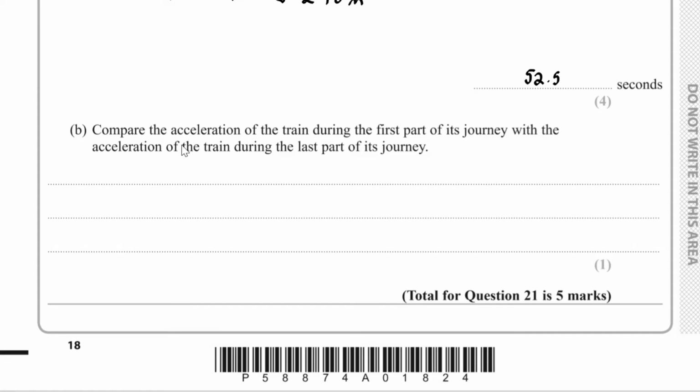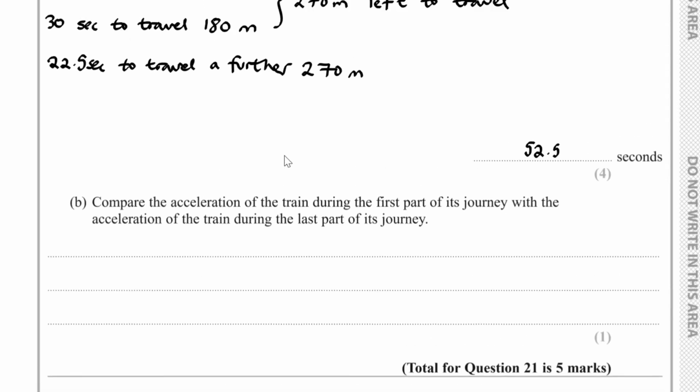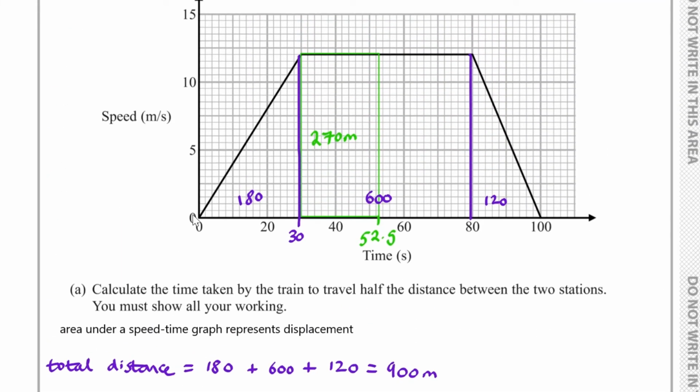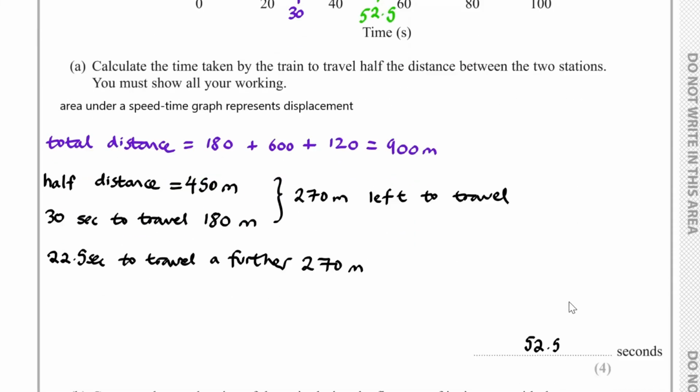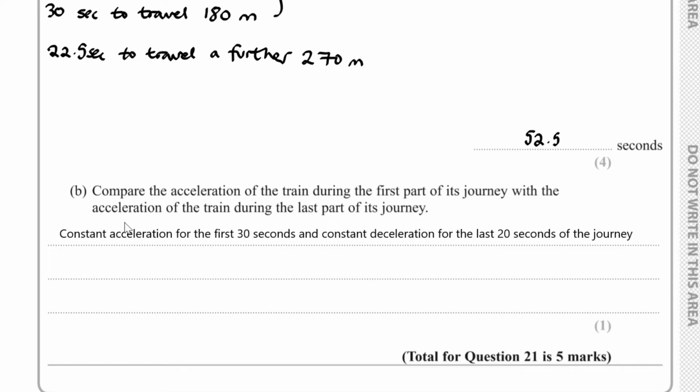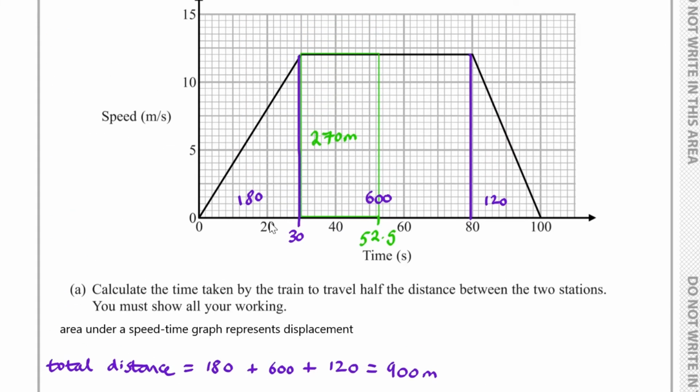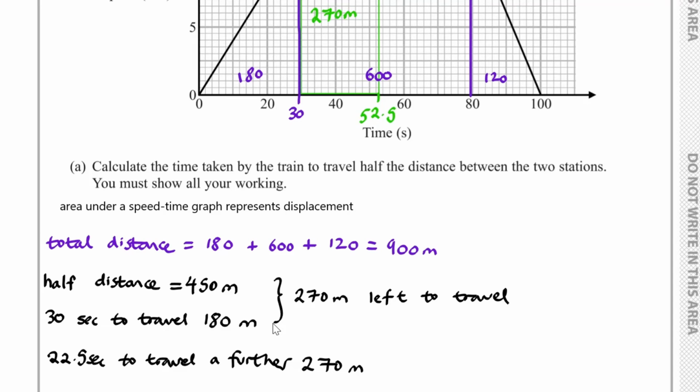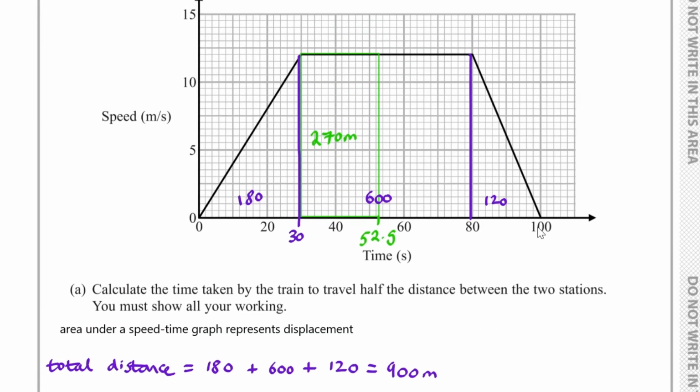And now for part B, we have to compare the acceleration of the train during the first part of the journey with the acceleration of the train during the last part of the journey. So we've got three parts. We see here the acceleration is increasing, here the acceleration is decreasing, and we just have to put that down into words. So we've got constant acceleration for the first 30 seconds, and the last 20 seconds, which is from 80 to 100, we've got constant deceleration.